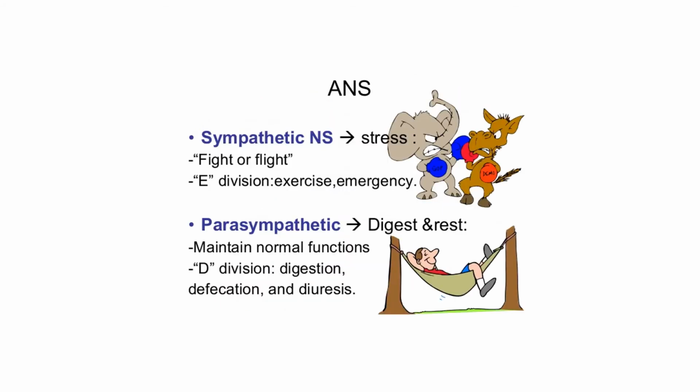Sympathetic, parasympathetic. Sympathetic mainly mediates through stress. During stressful situations, fight or flight reactions, during exercise, emergency situations. Parasympathetic are mainly for the digestion and also maintain normal homeostasis of the gastrointestinal functions and also genitourinary functions, and also for the digestion, defecation and diuresis. These are the different functions of parasympathetic.